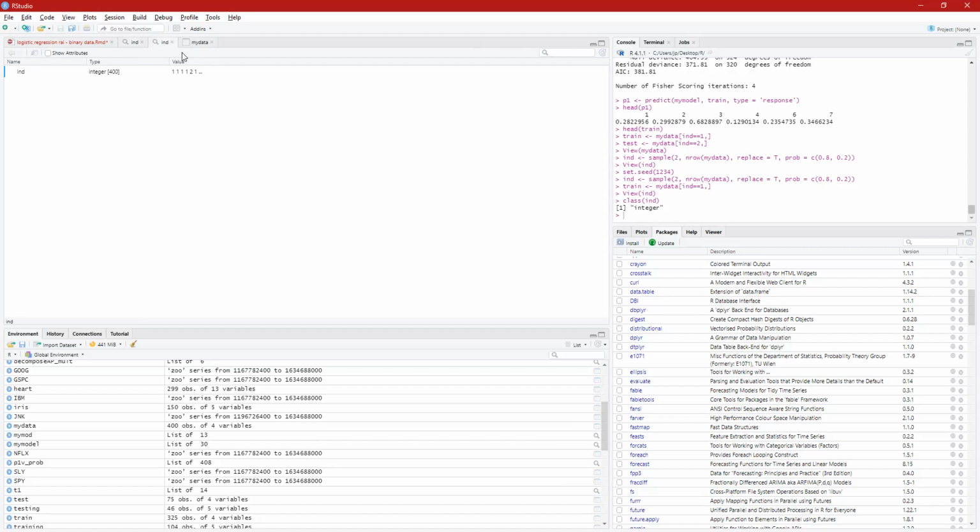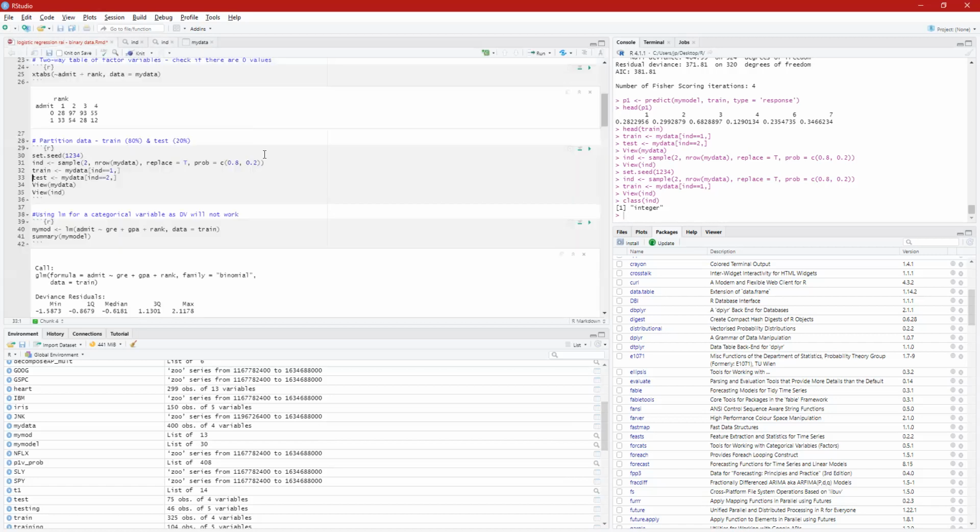Bakit kaya hindi siya nag-ano? Could you kindly go back to your RMD file? There, sir. Okay. Kasi if we're not able to run that, yung ind natin.